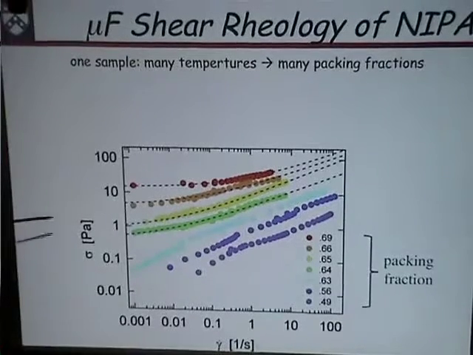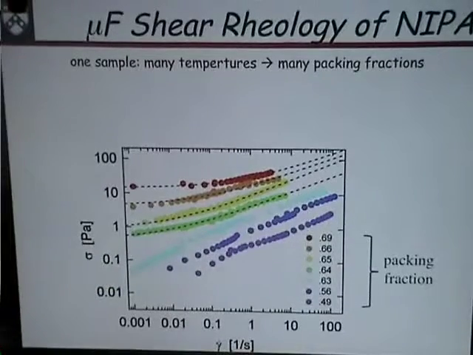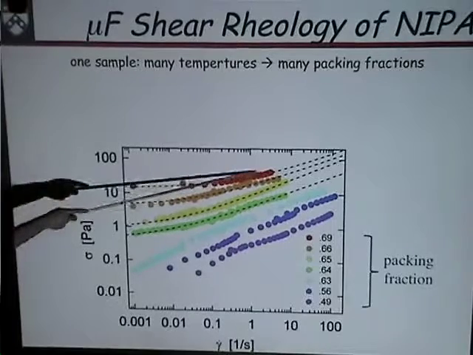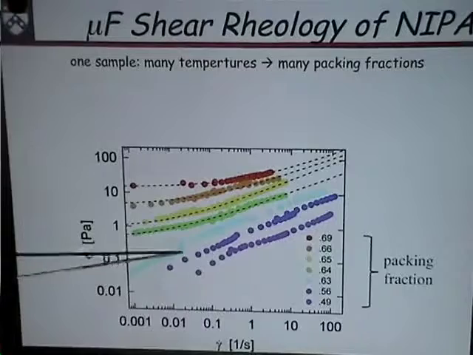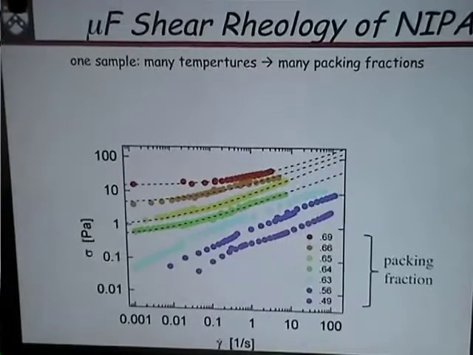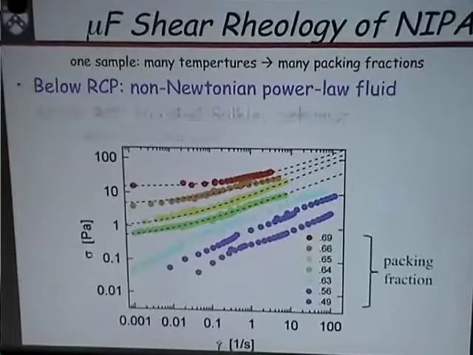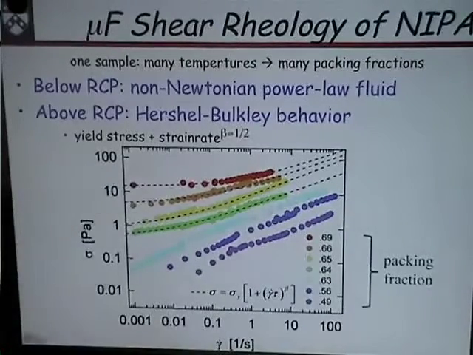And as I said, this is for one sample with different packing fractions, which we arrive at just by changing the temperature. So for above jamming, the stress flattens out to a constant. For below jamming, it seems to decrease continuously towards 0. And you can fit that pretty well to a Herschel-Bulkley form, that's the dashed lines, and use that to try to collapse the data.